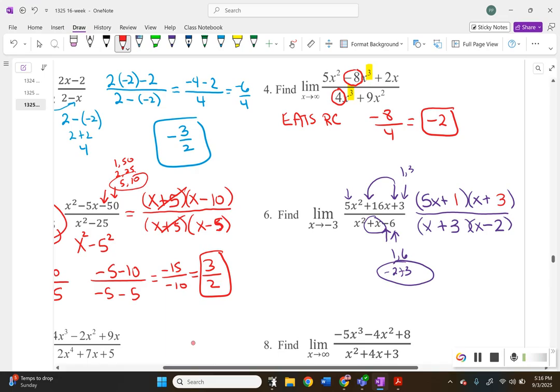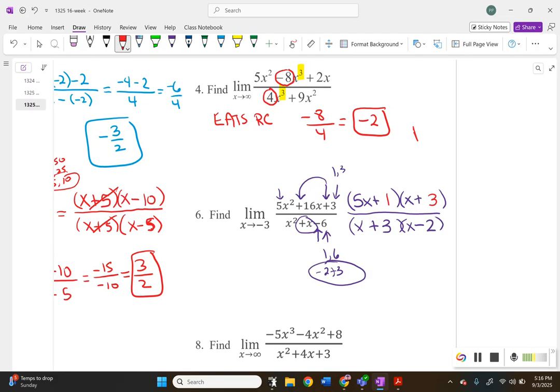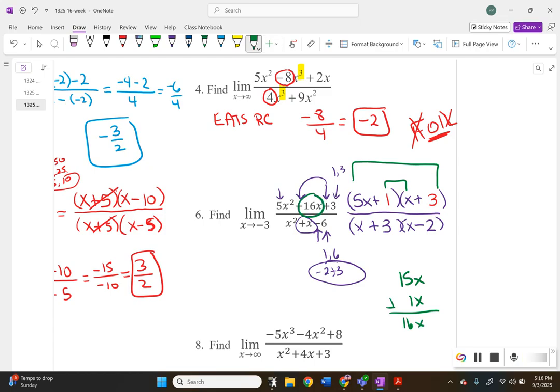But I'm not just going to hope and go with it. I'm going to check it real quick. And when you check it, you need to FOIL, but you really only have to do the OI part of the FOIL. So I'm going to do outside is 15x and inside is 1x. And if I add those together, I get 16x, which is what my term was. So I know I did it correctly. So I can cancel those. And I'm left with 5x plus 1 over x minus 2.